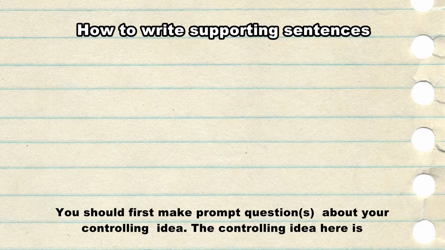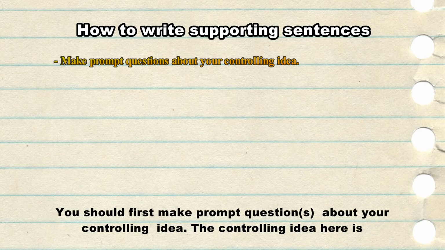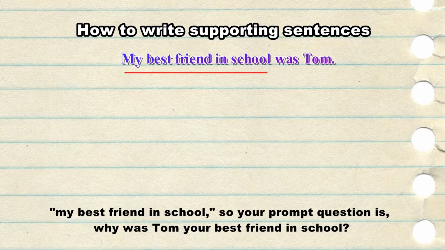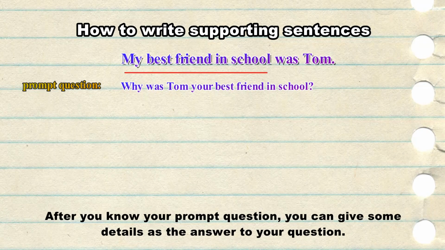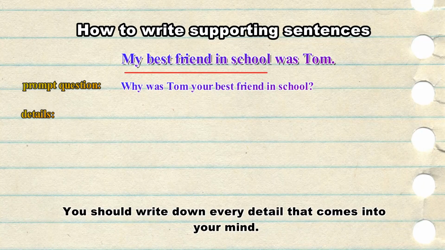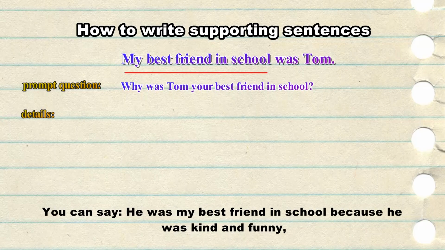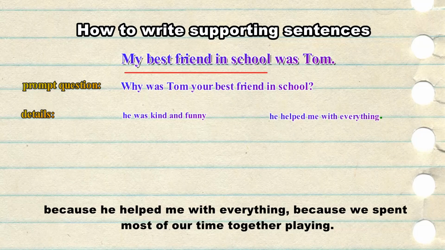You should first make prompt questions about your controlling idea. The controlling idea here is my best friend in school. So your prompt question is, why was Tom your best friend in school? After you know your prompt question, you can give some details as the answer to your question. You should write down every detail that comes into your mind. You can say, he was my best friend in school because he was kind and funny, because he helped me with everything, because we spent most of our time together playing.